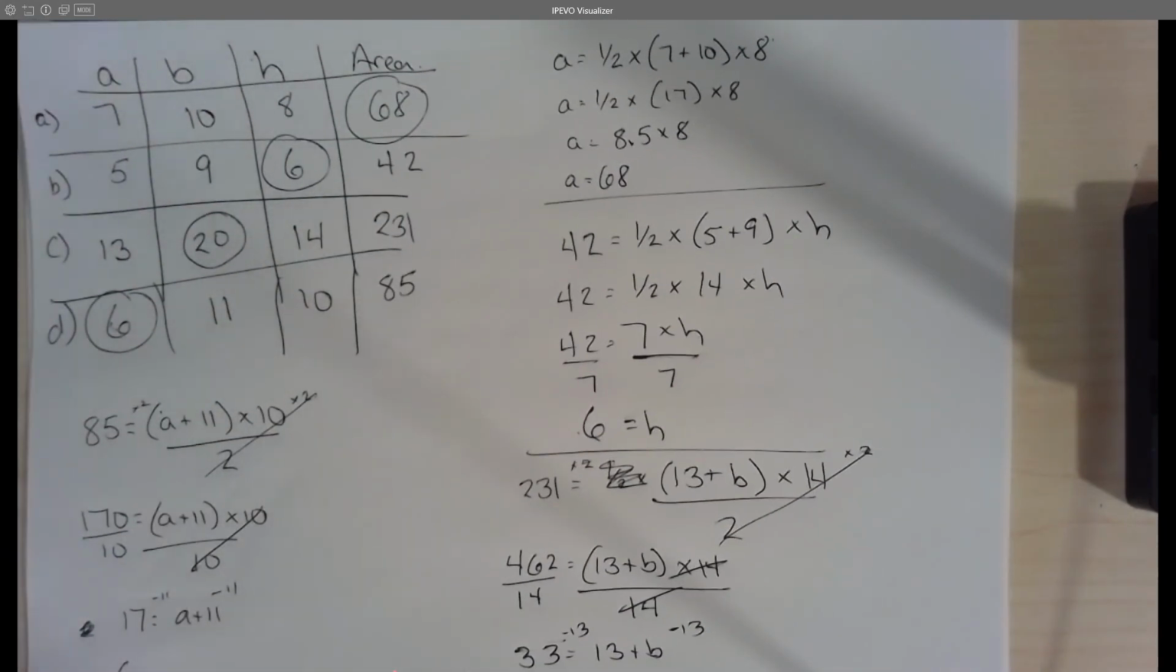So this would be how we would step through the practice questions in solving for both the area, but also any missing base 1, base 2, or height in a trapezoid.